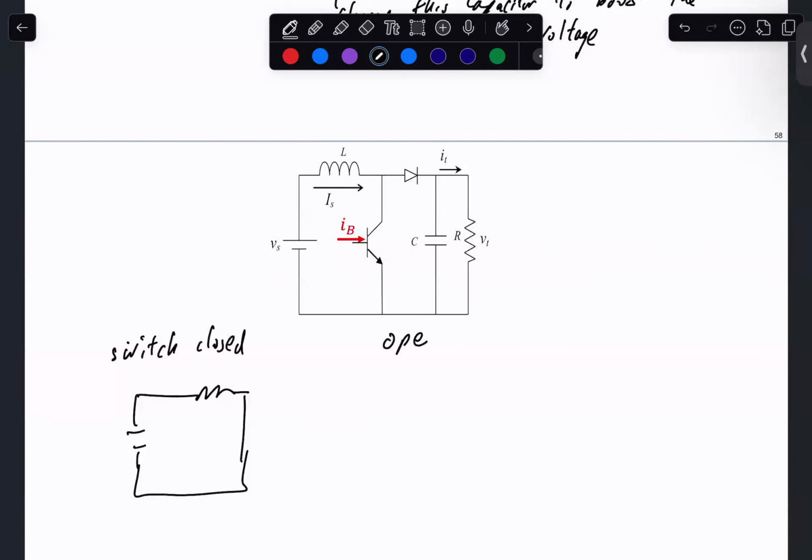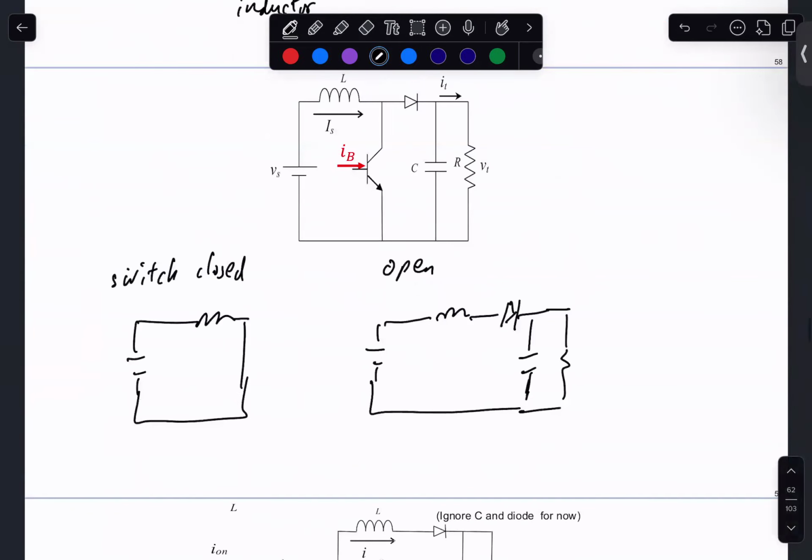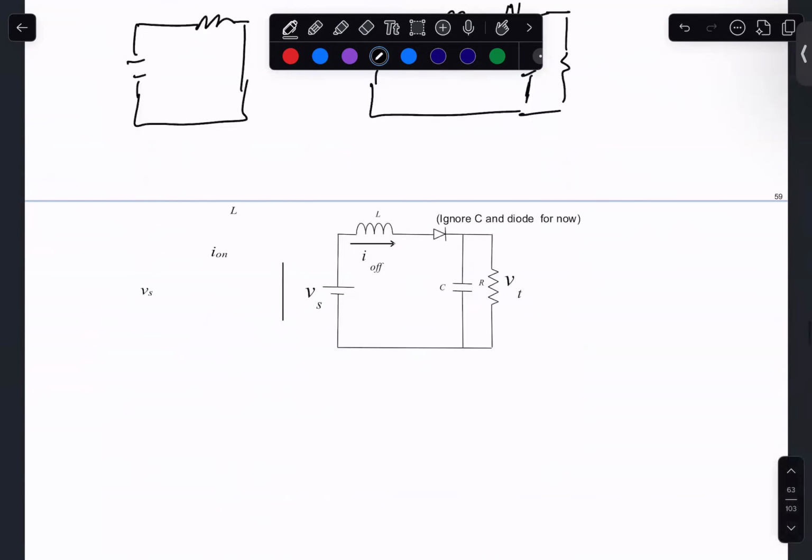And then if I have things open, then the source basically is present now. I have some inductor, a diode, a capacitor, and a voltage. So we're going to think of we're charging this capacitor and we're charging this inductor. And this is what makes the voltage appear higher on the output. And we'll do some calculation to see this.